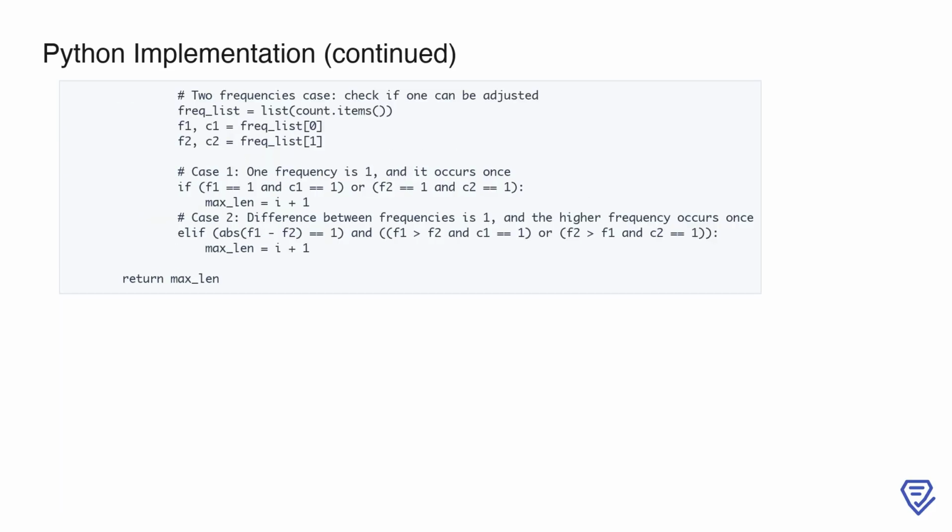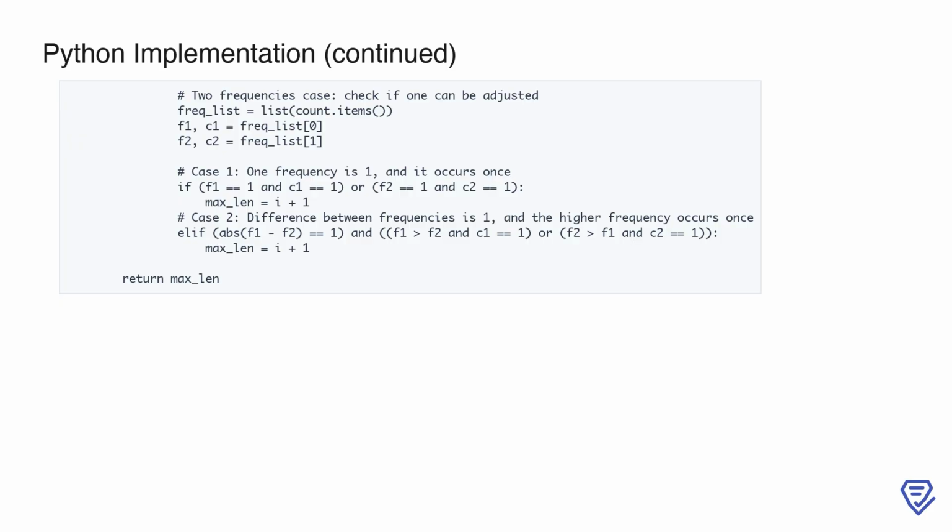When count contains 2 unique frequencies, we need to evaluate whether the current prefix can still satisfy the conditions. First, we extract the 2 frequency-count pairs from count as f1, c1, and f2, c2. Then, we consider 2 specific cases. In the first case, one of the frequencies is exactly 1, and it occurs only once. This means we can remove the element with frequency 1 to achieve equal frequencies across the remaining elements, so we update max_len accordingly.